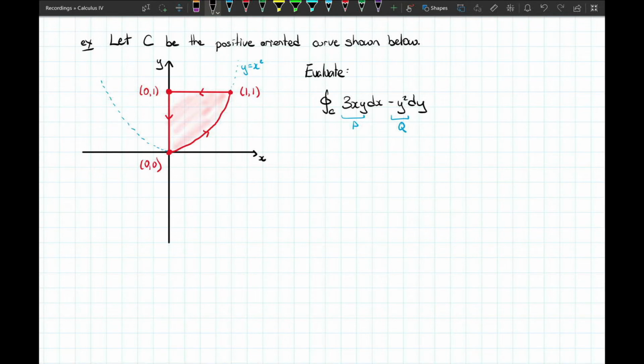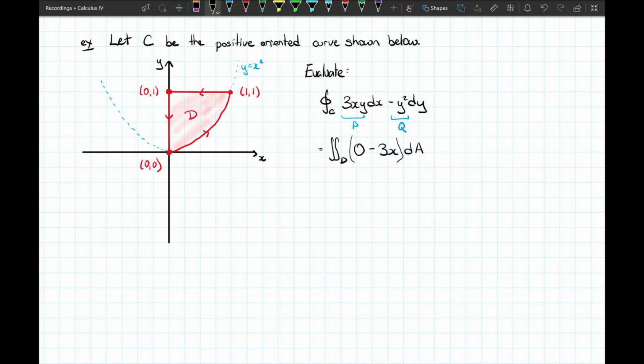Well, by Green's theorem, we can turn this into a double integral. If we take the derivative of Q with respect to x and subtract the derivative of P with respect to y, then we can integrate that function over the region D, which is enclosed by the curve C. That's a fairly nice easy function now. That just leaves us with negative 3x. But we do need to figure out how to turn this into an iterated integral.